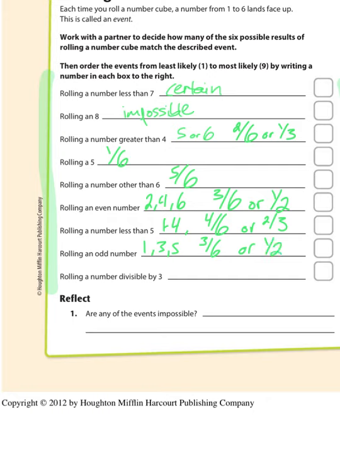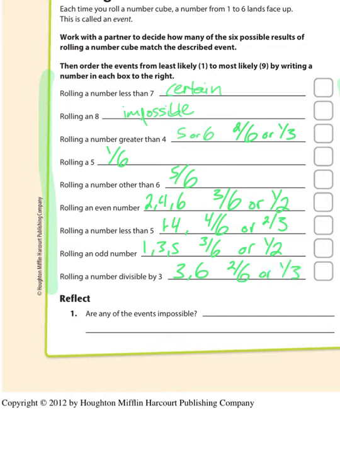And then rolling a number divisible by 3. Remember, divisible by 3 just means it can be divided by 3. So the only numbers that work for that are 3 or 6. So that's 2 events out of 6 total, or 1/3.